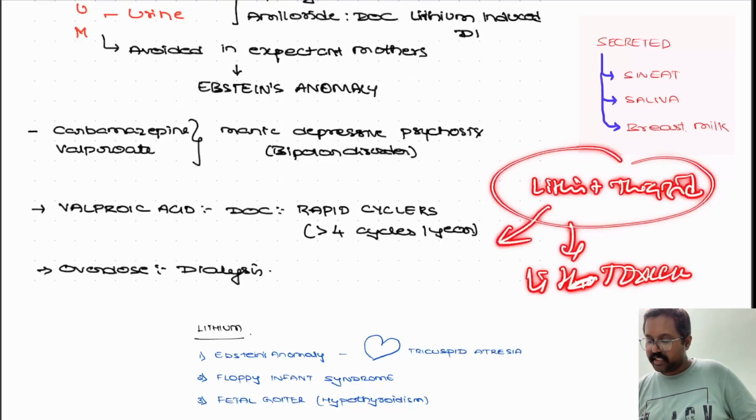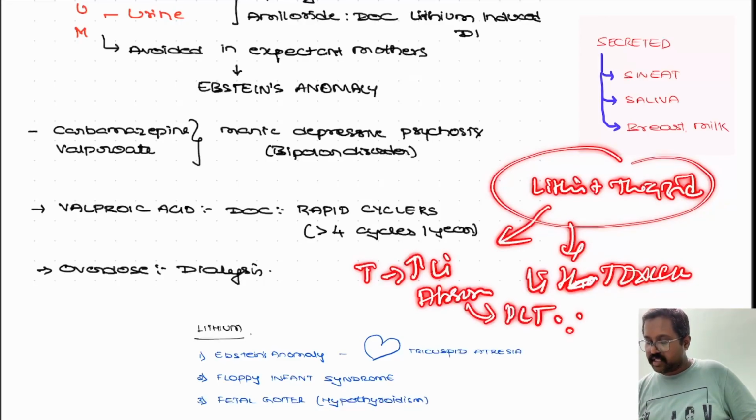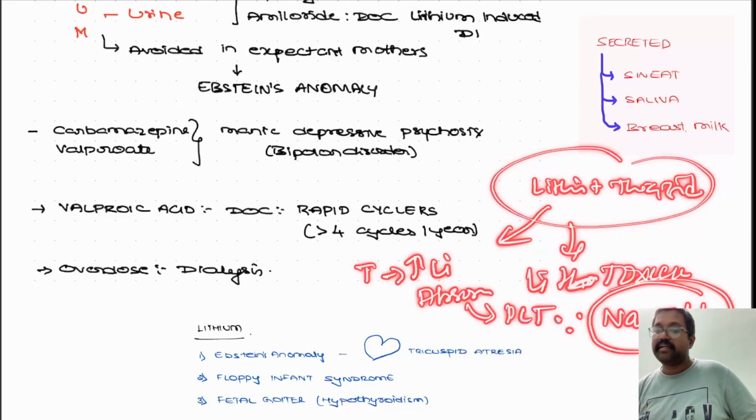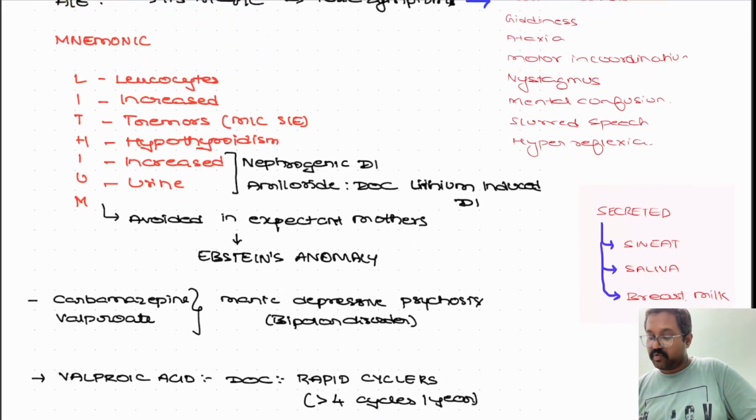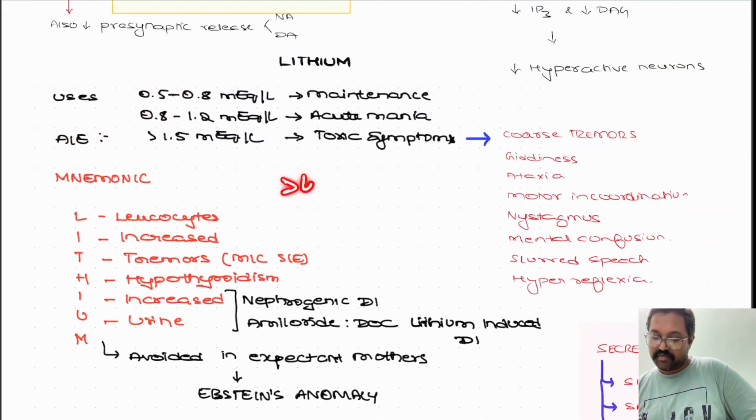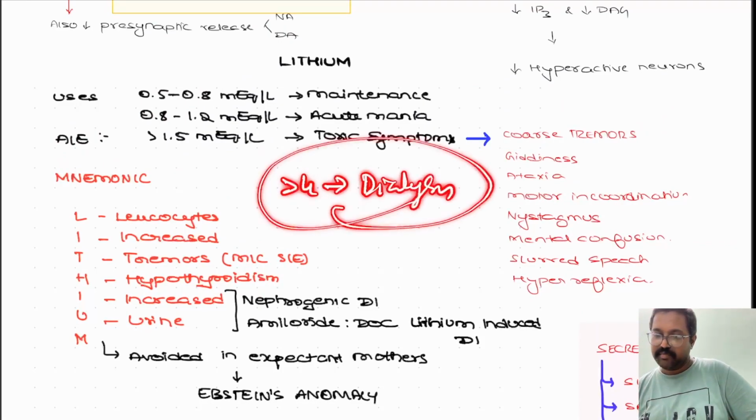Why lithium toxicity? The thiazide will increase lithium absorption from where? From the proximal convoluted tubule. The reason being, the body will treat sodium as lithium. That's why there will be absorption of lithium instead of sodium from the proximal convoluted tubule, leading to the toxic effects. If the level is more than 4 milliequivalent, you need to go for dialysis, that is hemodialysis.